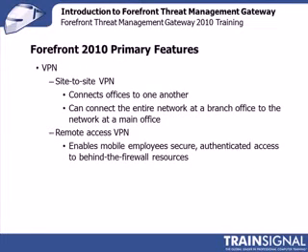Forefront also provides Virtual Private Network, or VPN, capability in two different ways. First of all, you have the capability to create a site-to-site VPN which connects branch offices with one another. You can connect the entire network at a branch office to the network at the main office, for example.